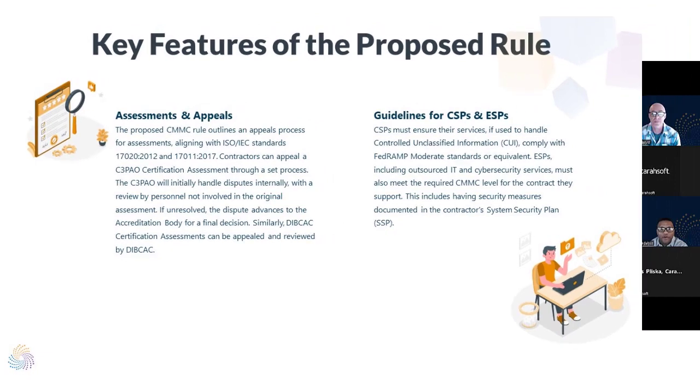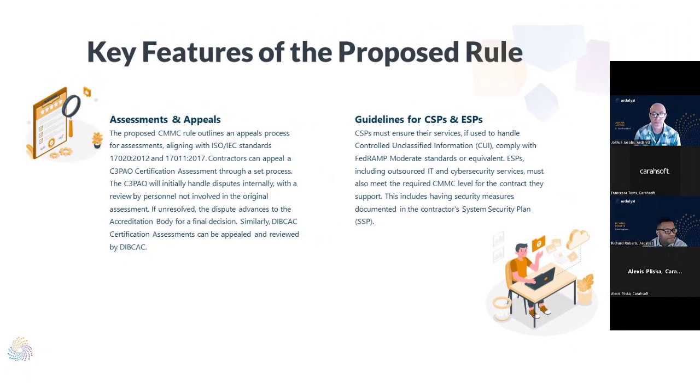Okay. Oh, I'm sorry. We have a question on POAMs. So it looks like the question is, for level 2, if you don't have FIPS 140-2 validated encryption implemented, can you put it on the POAM?